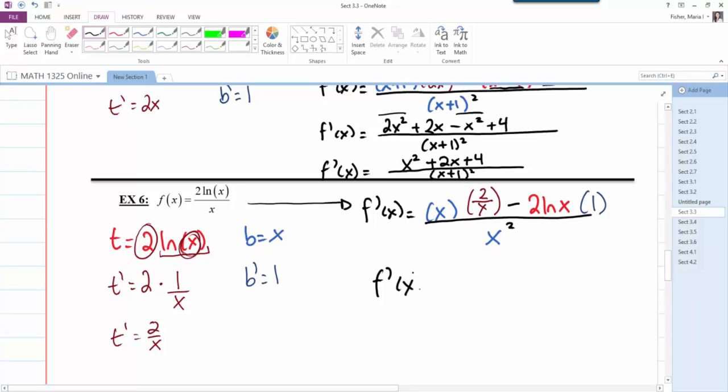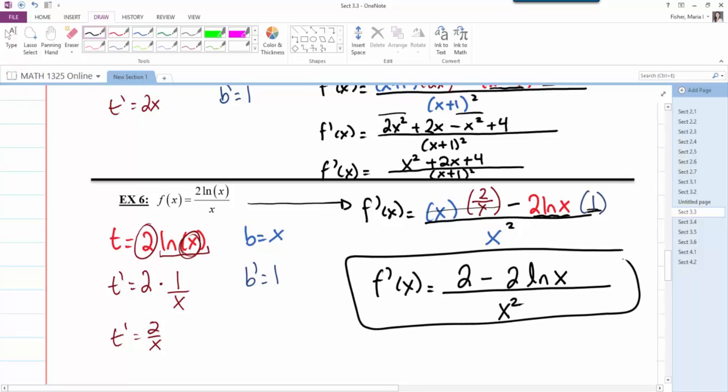And here, the only thing I can do to clean this up is if I multiply an x times 2 over x, my x's are going to cancel. So this is just going to be 2 minus, and then 1 times anything is itself. So 2 minus 2 natural log of x all over x squared. So the derivative of 2 natural log of x over x is 2 minus 2 natural log of x all over x squared.